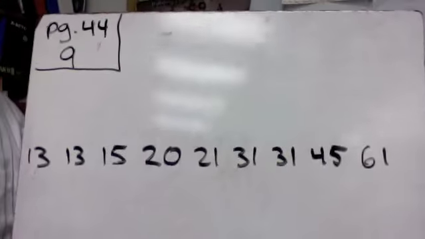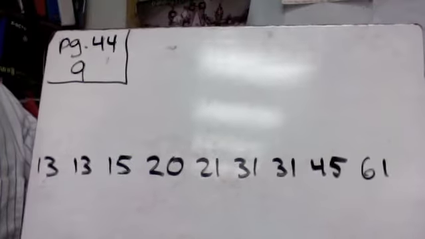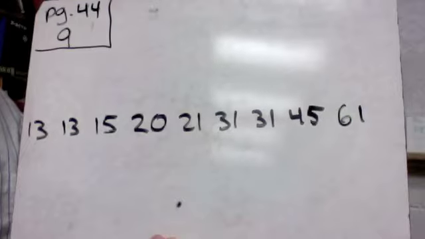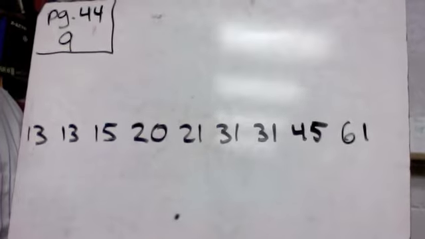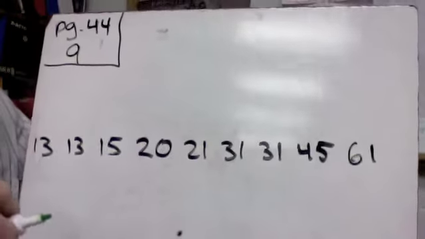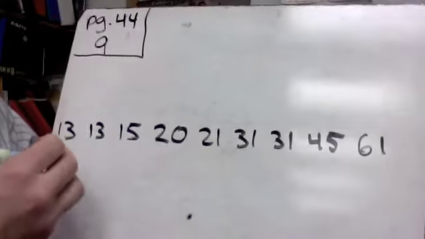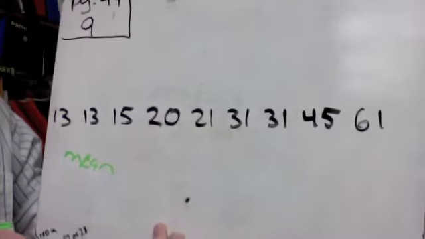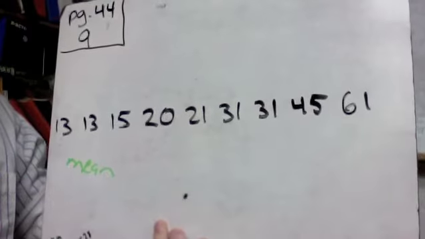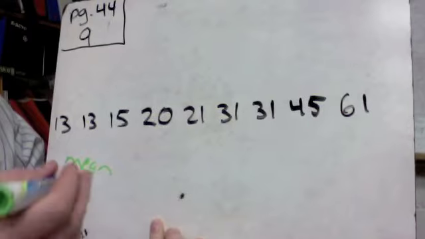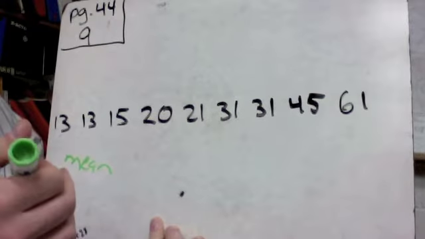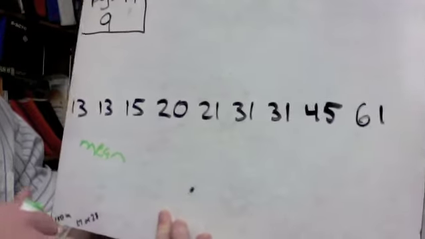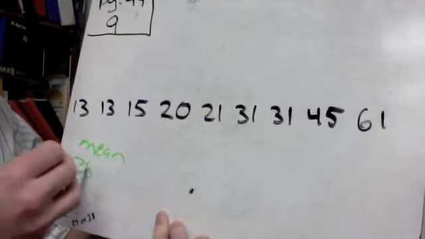Page 44, number 9, the second set of numbers here. I've again already put them in order, which should be basically the first step that you're probably going to want to do anytime you do any of these mean, median, mode, and range problems. So we're going to start with the mean, and the mean is just adding them up and dividing by how many numbers there are. And the mean is the same thing as the average. Keep that in mind. Basically what we're doing when we find the mean is we're finding about what these numbers represent. Okay, so if we add them all together, I know I get 250.